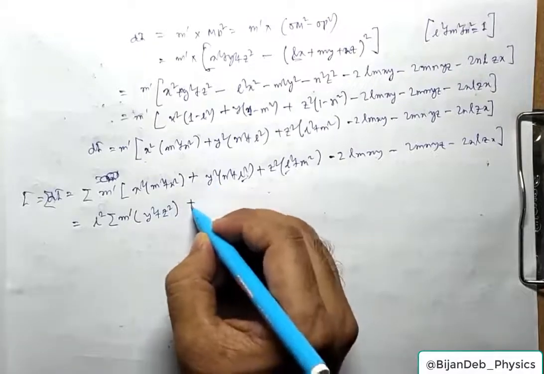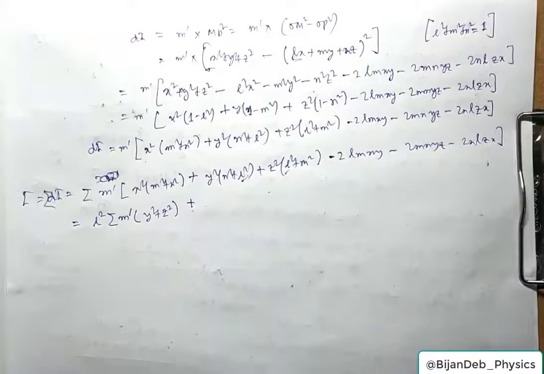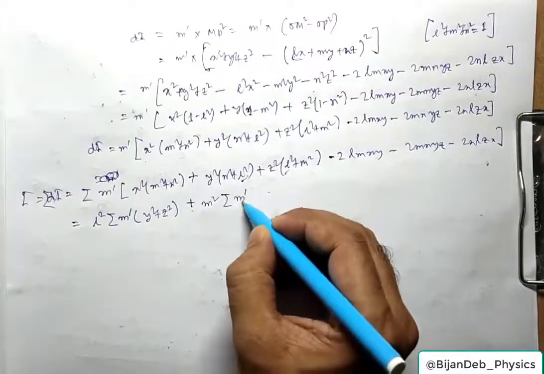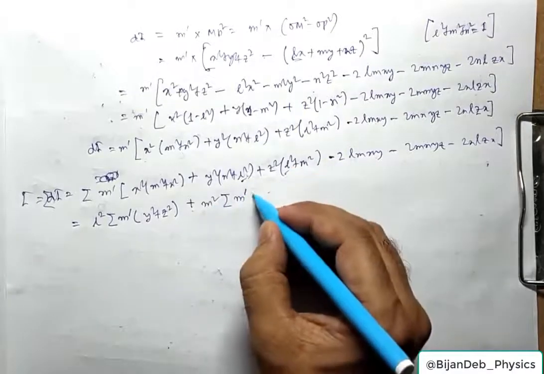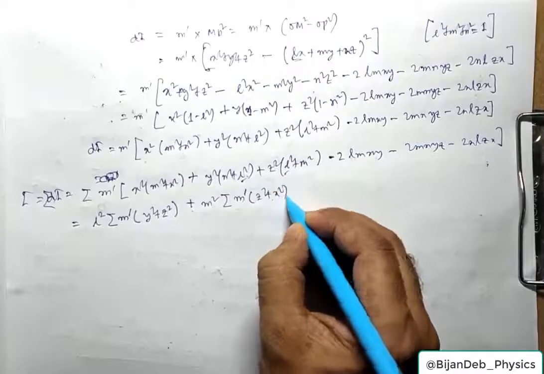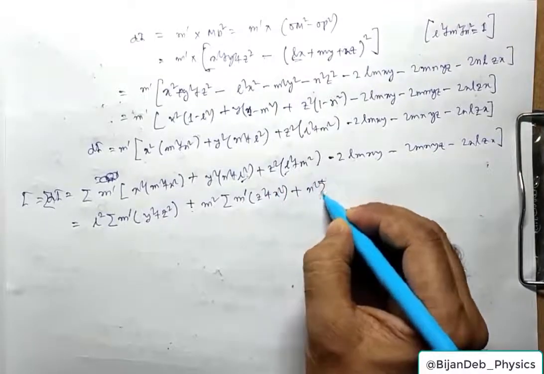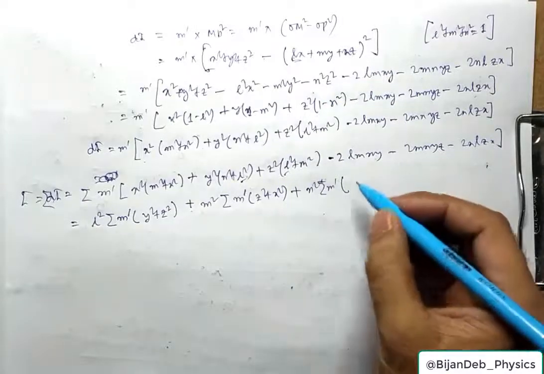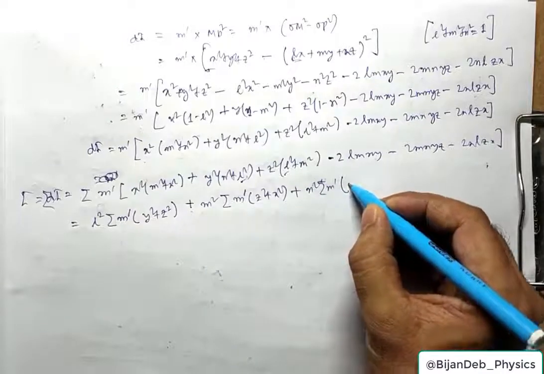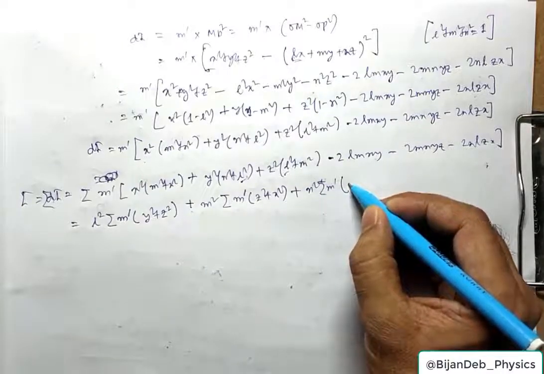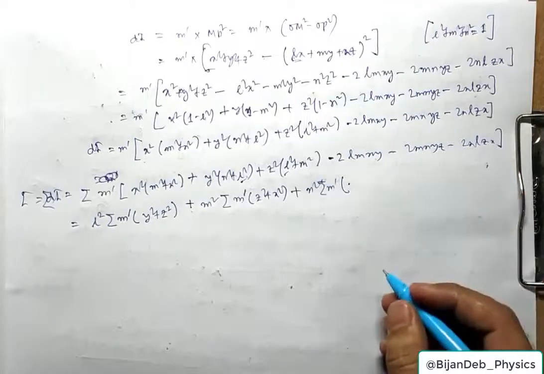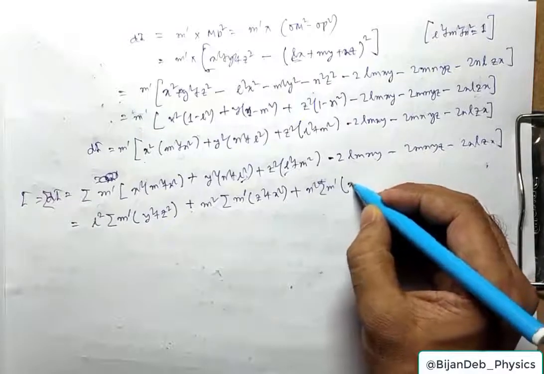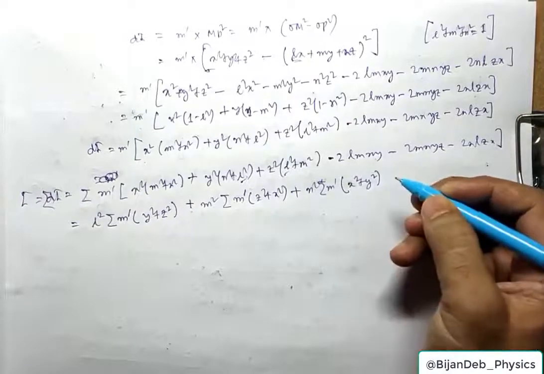Similarly, if you take m square common, these m and m prime are defined. M prime is the mass, m is the direction cosine, so it will be m prime, z square plus x square. Similarly, if you take n square, it will be m prime, x square plus y square.